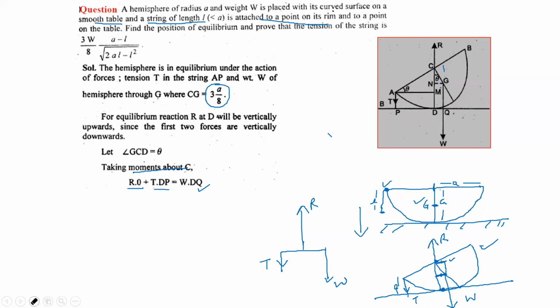Let us see the symbol of the moments of the forces. For T, we have taken the positive symbol, and that means we have taken the negative symbol for this, and because the system is in equilibrium, the sum of moments will be equal to 0.